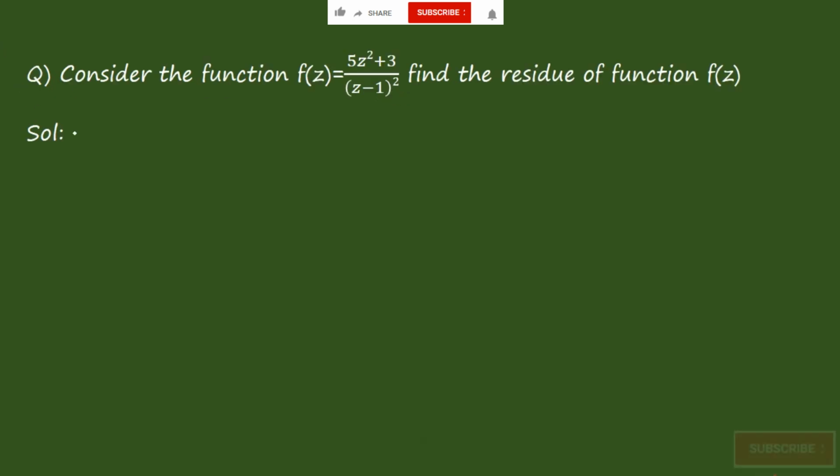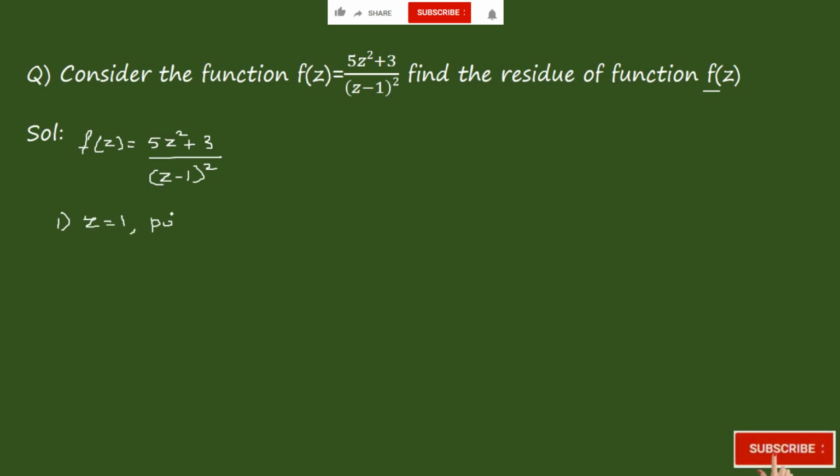A simple question. Consider the function f(z) is equal to 5z squared plus 3 by (z minus 1) whole square. Find the residue of f(z). Now they have given the function f(z) is equal to 5z squared plus 3 divided by (z minus 1) whole square. First, what you do is find the pole. We can see that z is equal to 1 is a pole of order 2. Now we have to find the residue at z is equal to 1.